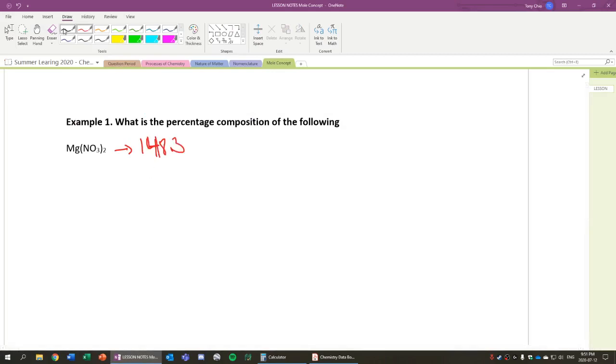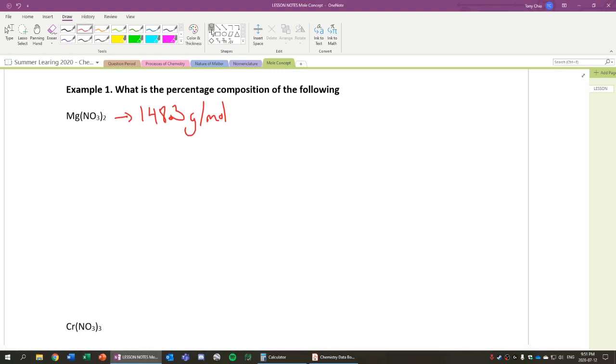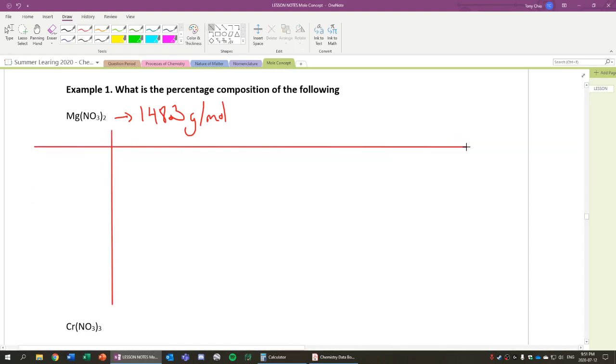Okay. So, this is the total molar mass. Now what we want to do is make a little table that will let us be neat. I always label these tables this way, though you don't have to follow the same way. The first column is the element. What is the element present? Well, we have magnesium, nitrogen, and oxygen. The next column on the right is the molar mass. What is the molar mass of each element?